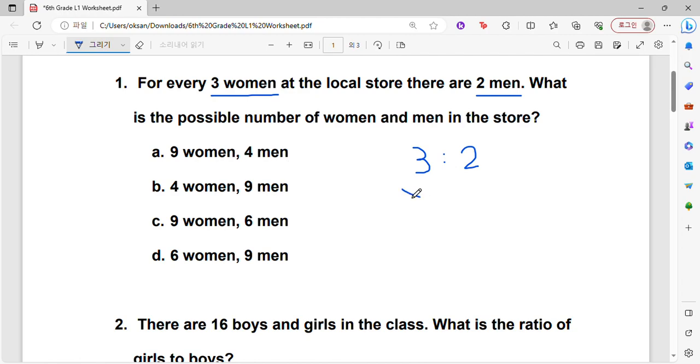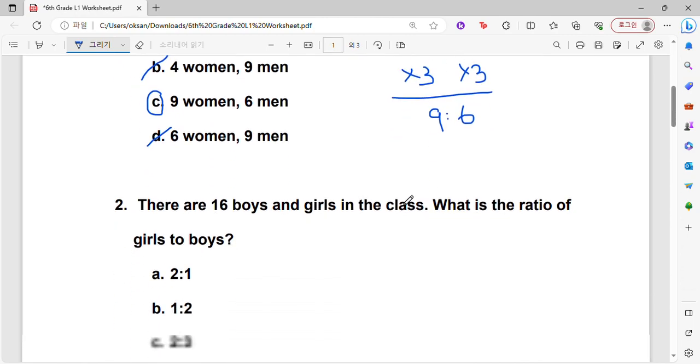We can get this by multiplying 3 here, which means we would multiply 3 here. That would give us 9 to 6, which means A cannot work. And since there would be 3 women for every 2 men, that would mean that there would be more women than men, right? So this wouldn't work either. This wouldn't work either, and our answer would be C because 9 women to 6 men.